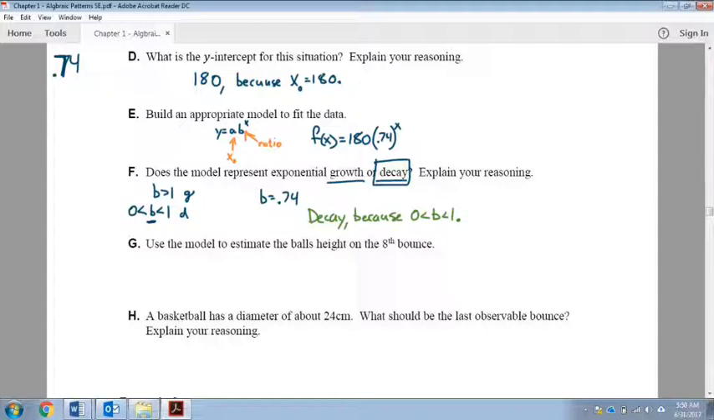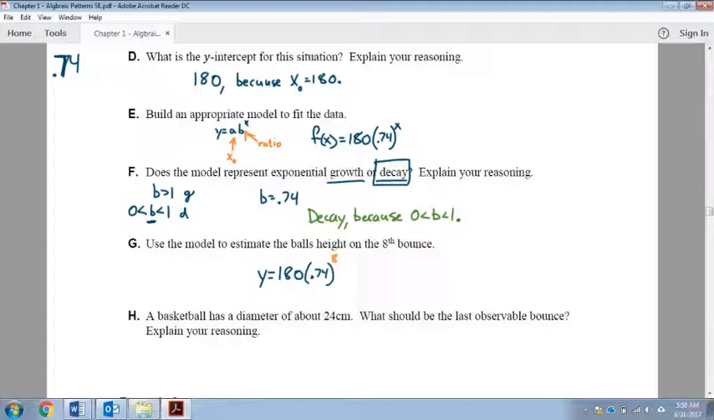Okay? Letter G, use the ball model to estimate the ball's height on the 8th bounce. Okay, so that's Y, choose a consistent color. I'm using blue a lot. Y equals 180 times 0.74 to the 8th, and that is an exponent.